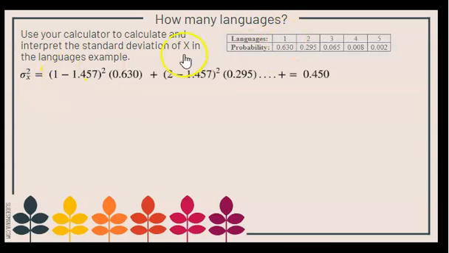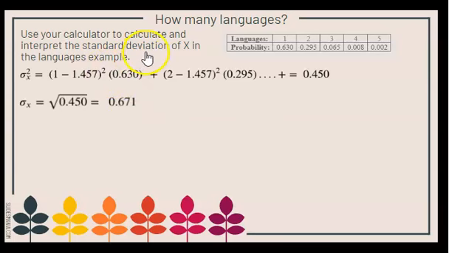It's the outcome minus the mean that we found in the previous video, squared, times its probability. And then I go to the next outcome, 2 minus the mean, squared, times its probability. And then I could just put dot, dot, dot, and then be done with it, okay? I've shown enough work here that I know the idea. When I've done this, and in my calculator, I get this value. But remember, that's variance. That's not standard deviation. So to find the standard deviation, I take the square root of that value, and I get 0.671.